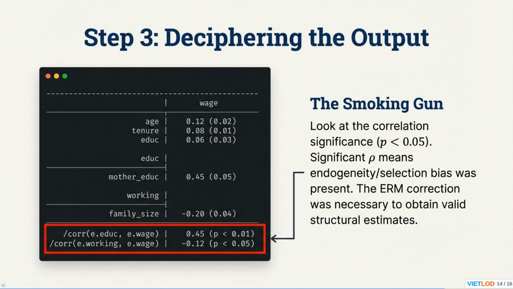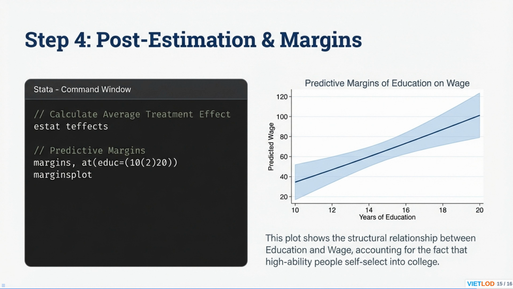Once the model is run, we need to focus on the most critical part of the output, the significance of the error correlations, often referred to as the smoking gun. Look closely at the bottom of the table, highlighted in the red box. We are checking if the correlation coefficients, represented by rho, are statistically significant, meaning the p-value is less than 0.05. In this case, we have a significant correlation of 0.45 between education and wage errors, p less than 0.01, and negative 0.12 for working and wage errors, p less than 0.05.